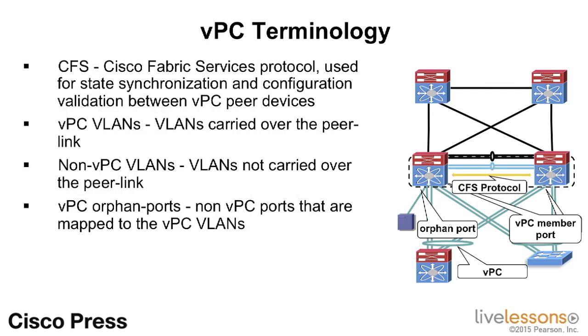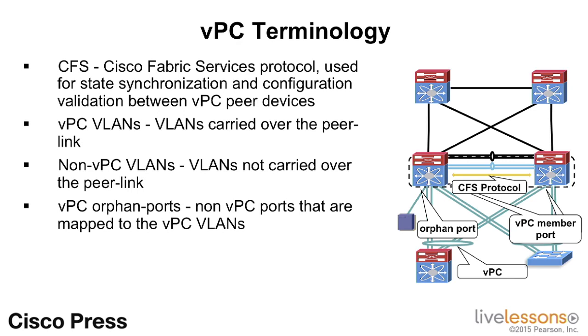So some other VPC terminology. CFS stands for Cisco Fabric Services protocol, and it's used for state synchronization and configuration validation between the two VPC peer devices. Next, we have VPC VLANs. These are VLANs that are carried over the VPC peer link. And we have non-VPC VLANs. These are VLANs that are not carried over the peer link.